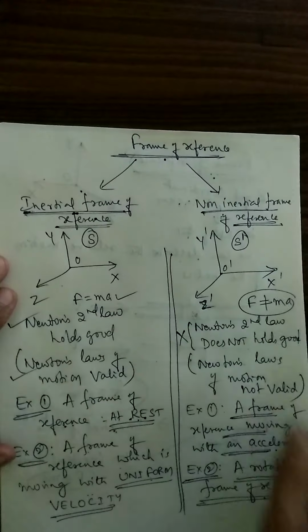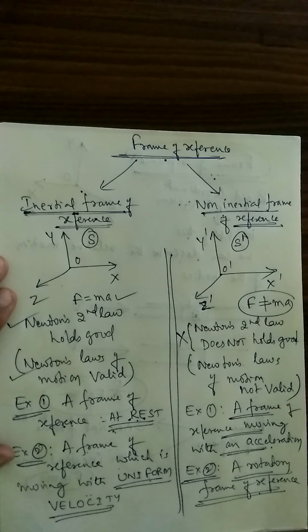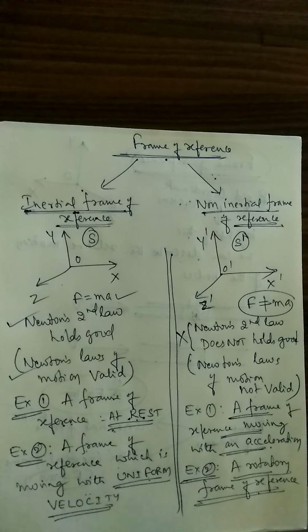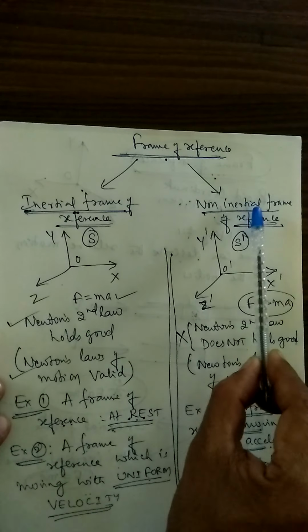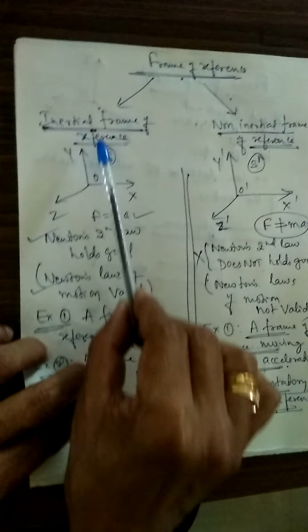So now the conclusion of the concepts I have covered here: what do you mean by a frame of reference? A frame of reference is a rigid coordinate system using which we can describe the motion of bodies. How many varieties of frames of reference are present? Two varieties: inertial frame and non-inertial frame. What do you mean by an inertial frame?